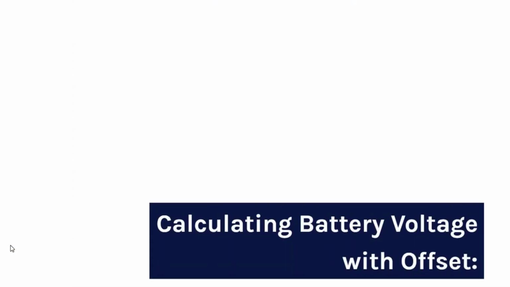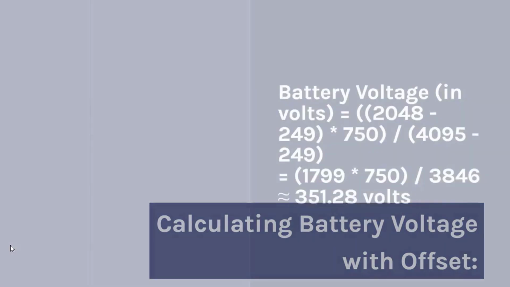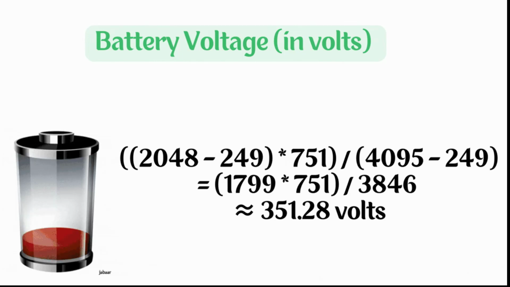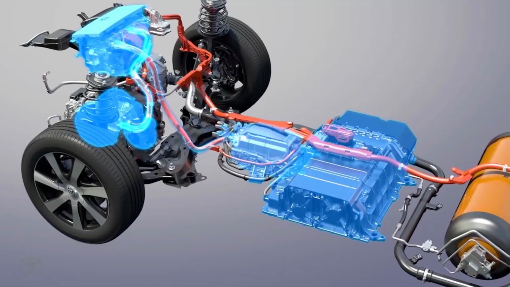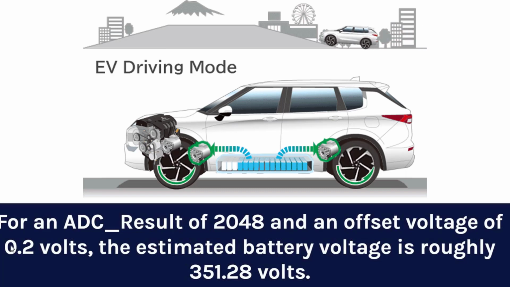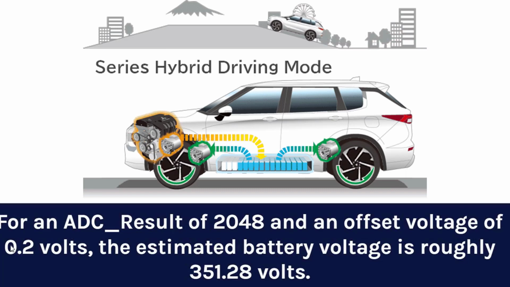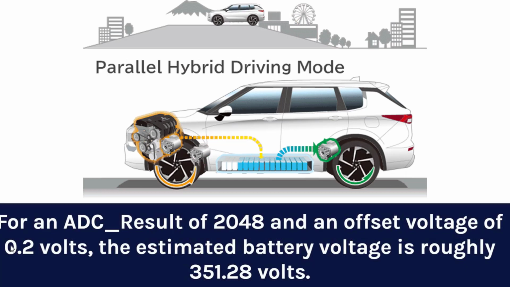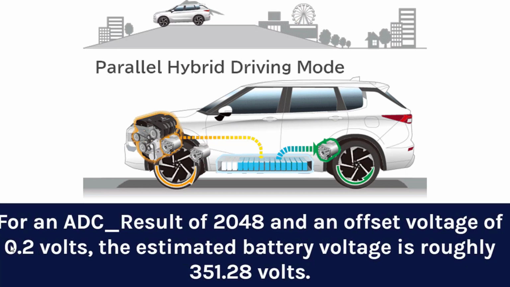Calculating battery voltage with offset. Battery voltage in volts equals (2048 minus 249) times 750, divided by (4095 minus 249), which equals 1799 times 750 divided by 3846, which is 351.28 volts. For an ADC_result of 2048 and an offset voltage of 0.2 volts, the estimated battery voltage is roughly 351.28 volts.